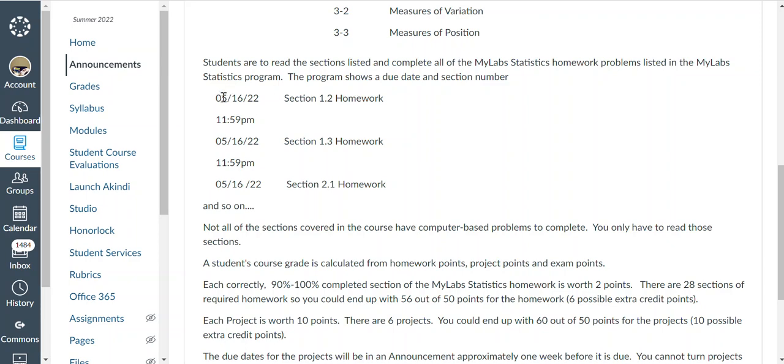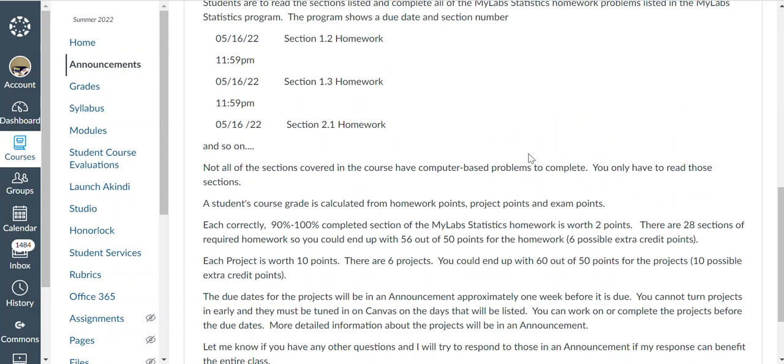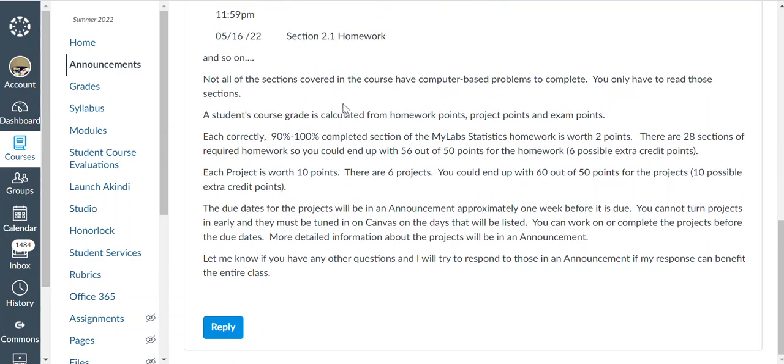And that is due here, again, for this particular section, it's due 5/16/22 by 11:59 p.m. and so on. So this is just to give you an idea of what you should get started on and be working on and when those things are due. And then I'll get into a little bit more detail on the grading, but this discusses a little bit of the grading and the due dates and so on.